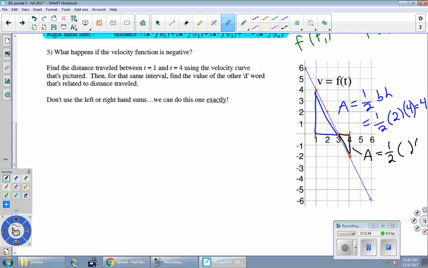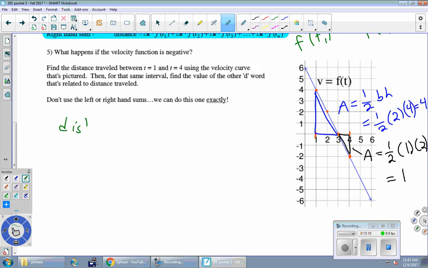Half what times what? Half the base is 1, height is 2. You could call it that. I'll call it positive. So 1 mile per hour. So how far are we from the start? Sorry, 1 mile, not 1 mile per hour. So that's 1 mile going the wrong way.